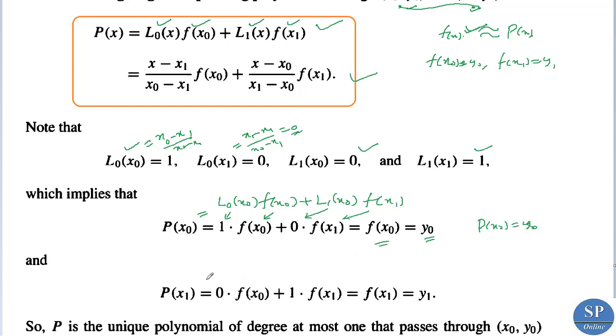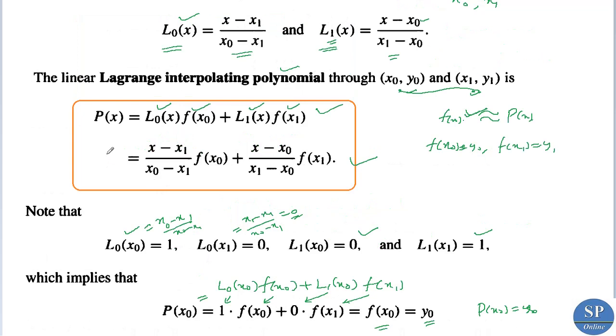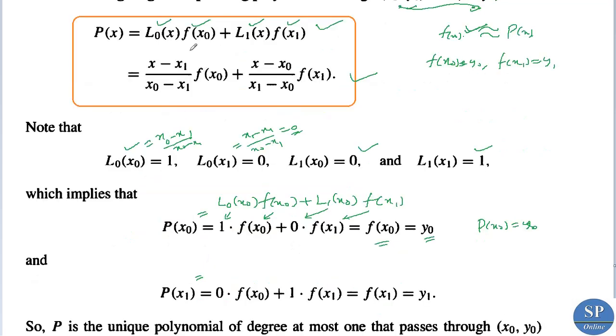And in a similar way, we have p of x1 is equal to L naught of x1 into f of x naught plus L1 of x1 into f of x1. But we have L naught of x1 is equal to 0, so this is again 0 and this is f of x naught. L1 of x1 is 1, so this is nothing but f of x1, which is equal to y1. So we have p of x1 is equal to y1.